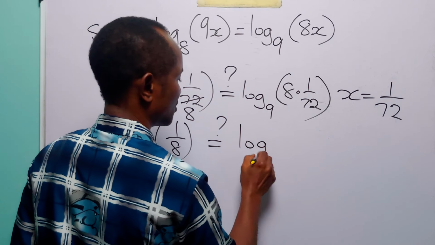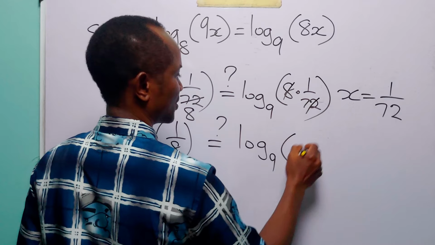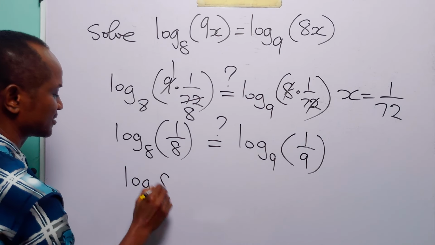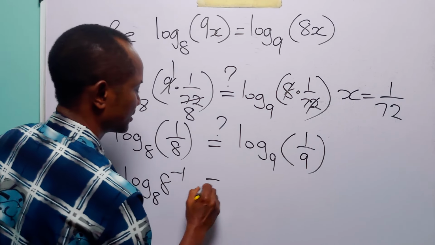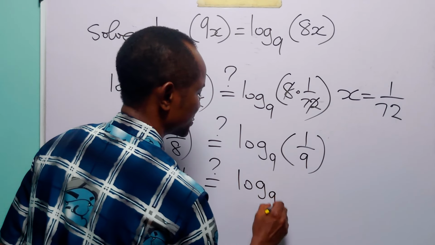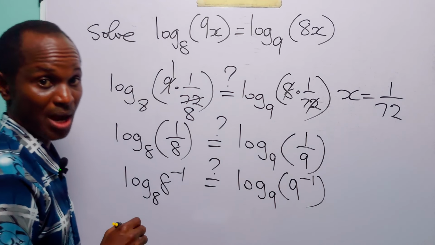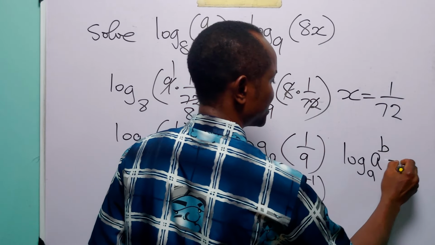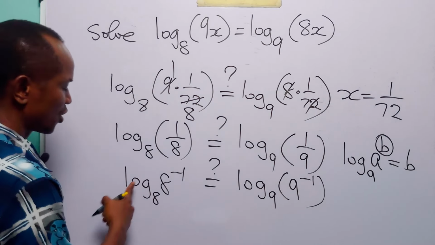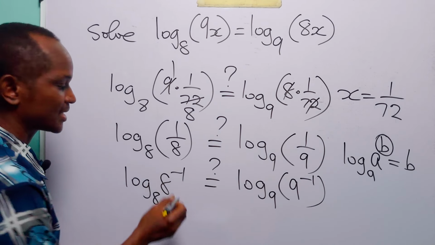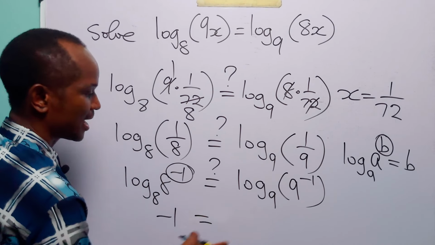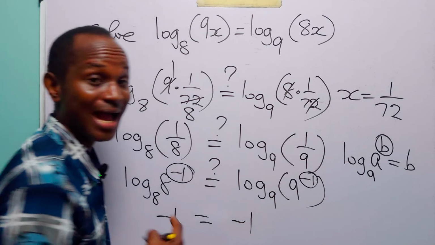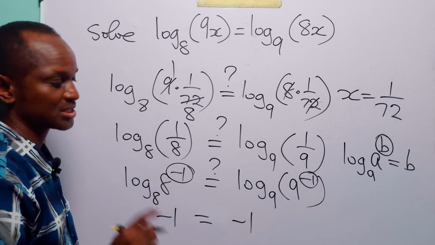And we have log to base 9 of 1 over 9. Of course, this is log to base 8 of 8 to power minus 1. And this is log to base 9 of 9 to power minus 1. And of course, you remember that log to base a of a to power b is equal to b. So log to base 8 of 8 to power minus 1 is equal to minus 1. And log to base 9 of 9 to power minus 1 is equal to minus 1. And of course, minus 1 is equal to minus 1.